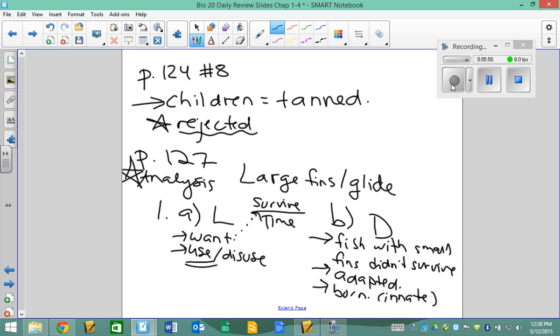Now the second part of this, question number 2, says that Lamarck suggested that organisms arise spontaneously and then become increasingly more complex. Discuss why this idea is not supported by the theory of natural selection. So we're going to pause.